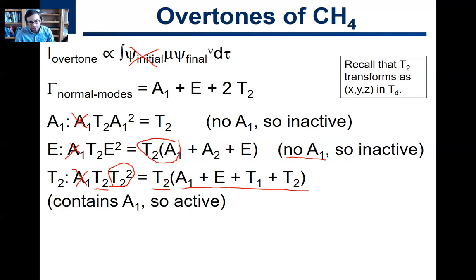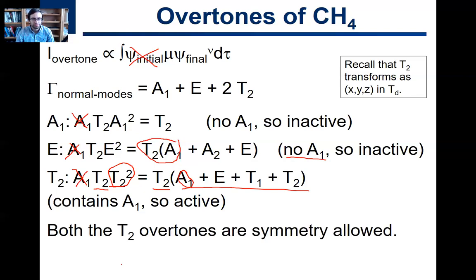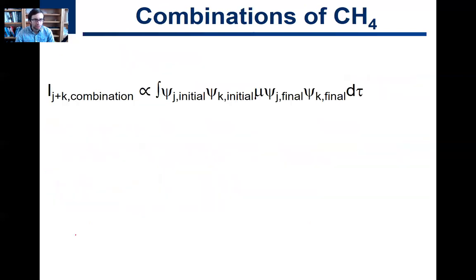Okay, and so do any of these products have something times itself? Yes, the very last one is T2 times T2. I don't know what T2 times T2 is. Well, actually I do. It's A1 plus E plus T1 plus T2. But even if I didn't know that, I know that something times itself is going to have A1. There's A1, right? And so therefore this integral has A1, and so therefore this overtone is symmetry allowed by our selection rules. So both the T2 overtones are going to be symmetry allowed.